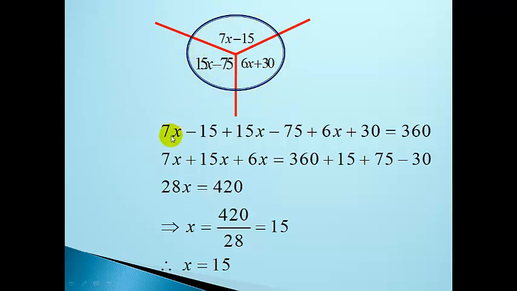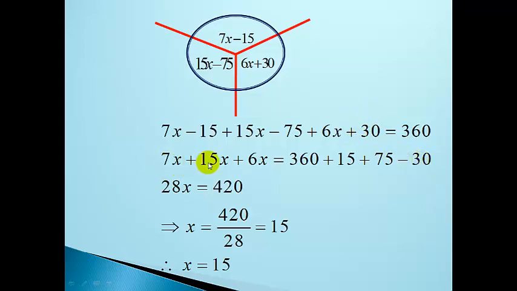Now we group the terms. So 7x, 15x, and 6x have the same term. And so we have 7x plus 15x plus 6x on the left hand side. And we group all the constants on the right hand side. And so minus 15 on the left hand side becomes plus 15 on the right hand side. Minus 75 on the left hand side becomes plus 75 on the right hand side. And plus 30 on the left hand side becomes minus 30 on the right hand side.